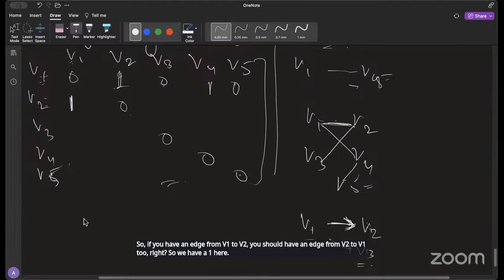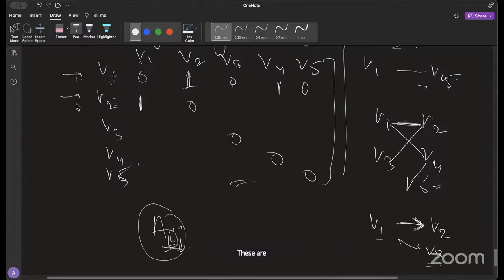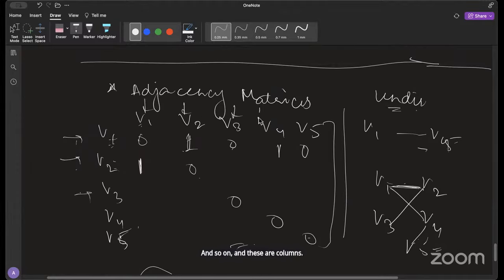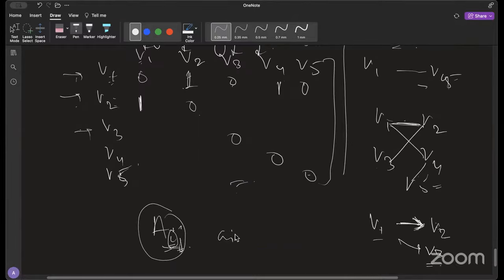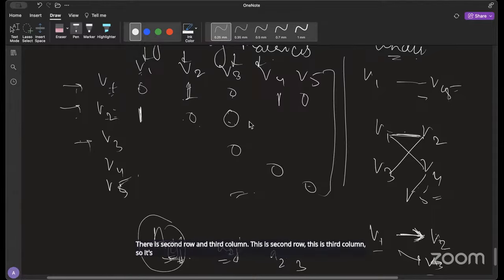If this is a matrix A, and Aij, I hope you're familiar with this notation. Aij means the ijth entry, where i is the row number and j is the column number. These are rows: first row, second row, third row, and so on. And these are columns. So Aij is the ith row and jth column. If I say A23, then it's second row and third column. So it's this entry.